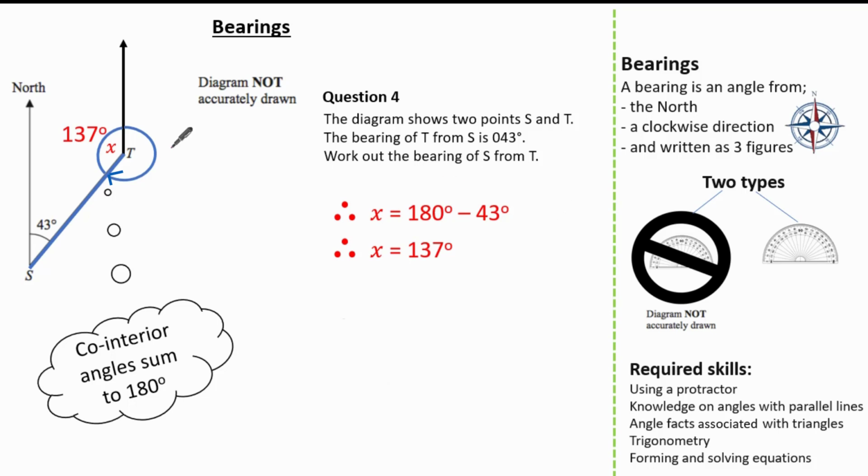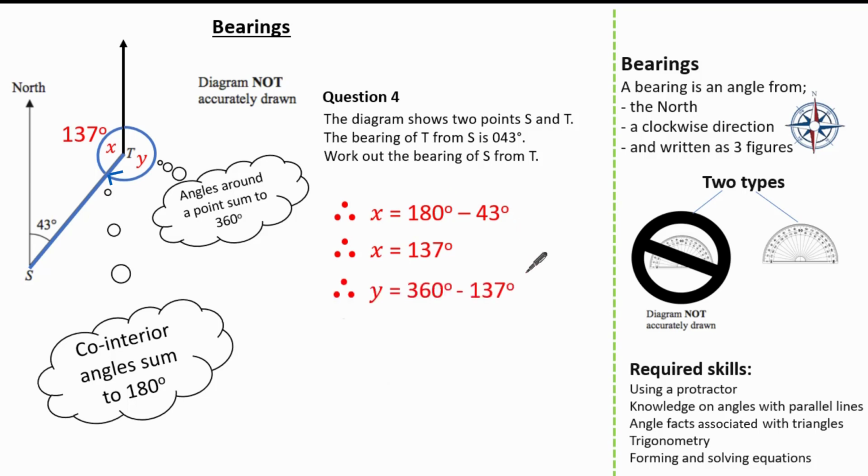Now, we know the sum of angles around a point is 360 degrees. So, labeling this as Y, I can work out my bearing. 360 subtract our 137 gives us Y. Therefore, the bearing of S from T is 223 degrees.